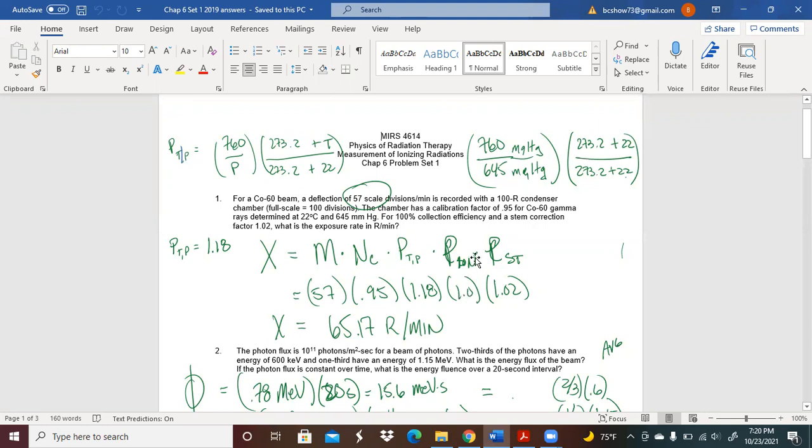The ion recombination factor here is 1. And our stem correction factor here is going to be 1.02. It's given to you. So all of that being said, all we have to do really is go through and multiply all of those numbers together. And it turns out that our exposure rate is 65.17 Roentgens per minute.